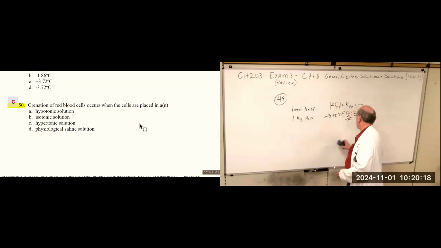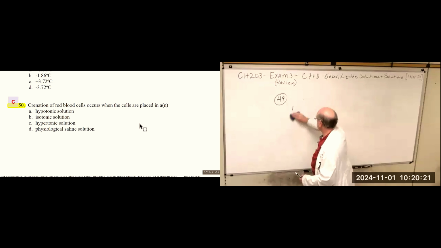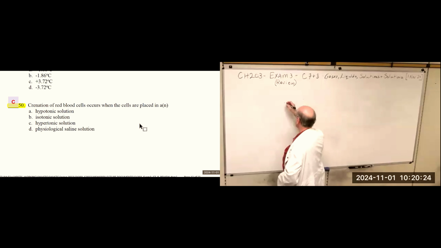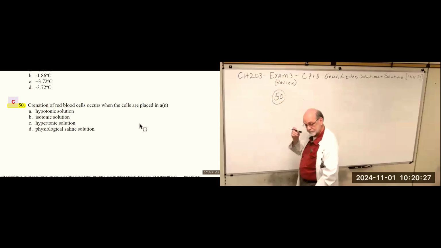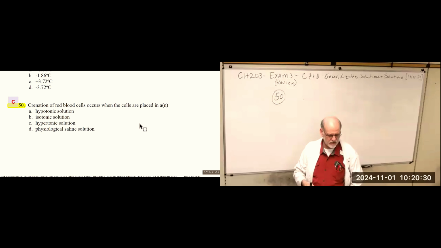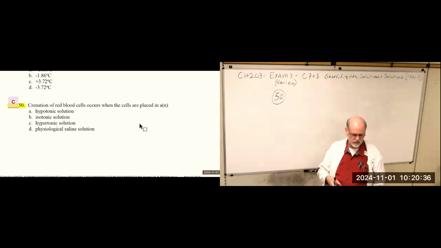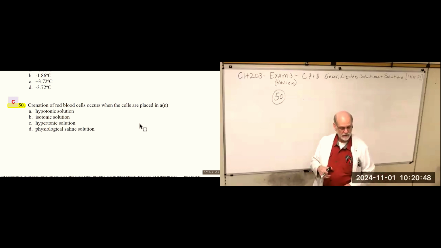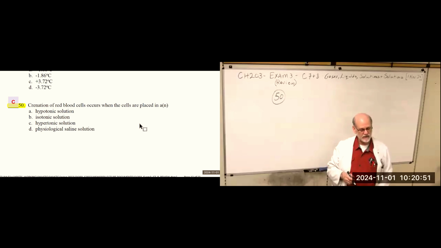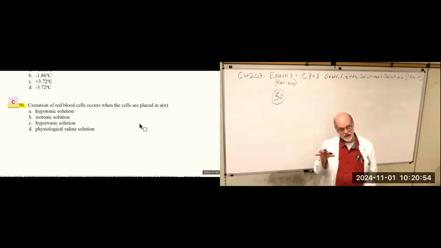All right, number 50. Crenation of red blood cells occurs when the cells are placed in what? Hypotonic, isotonic, hypertonic. Physiological saline is the same thing as isotonic. So B and D, the cells will be perfectly happy in an isotonic solution, right? No adverse effects. A hypotonic solution means the concentration of solute is less outside, or the concentration of water is greater outside.